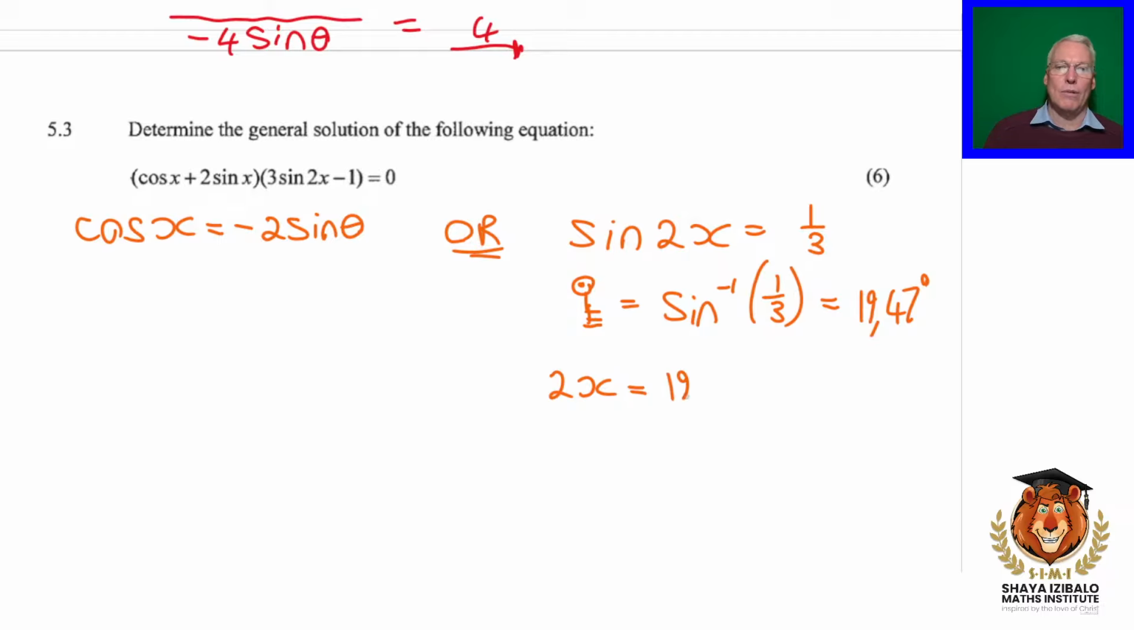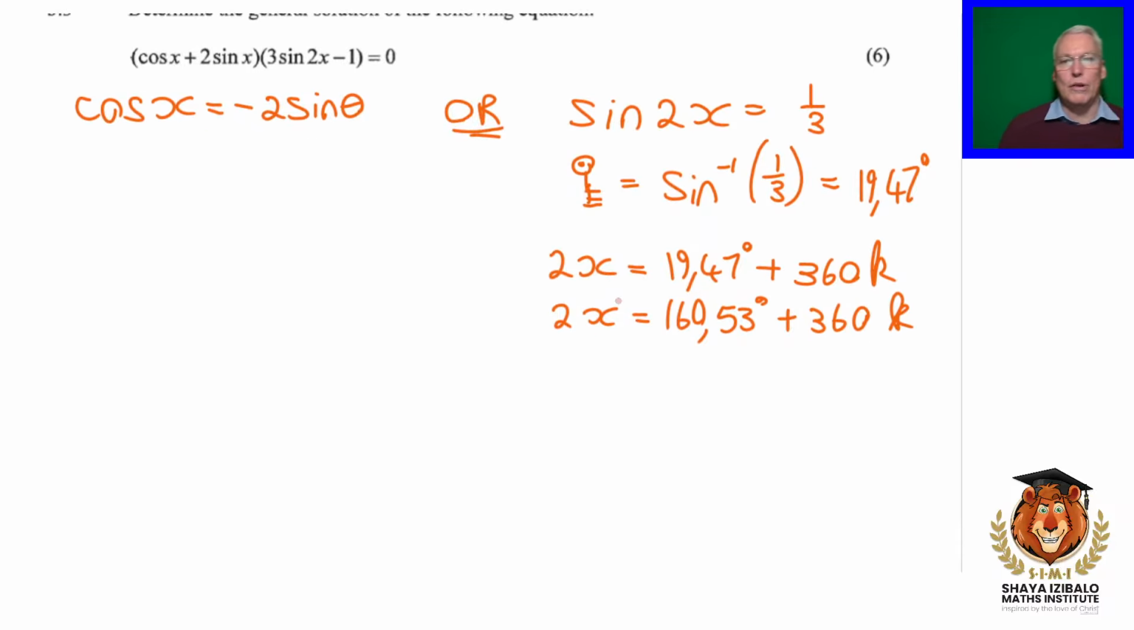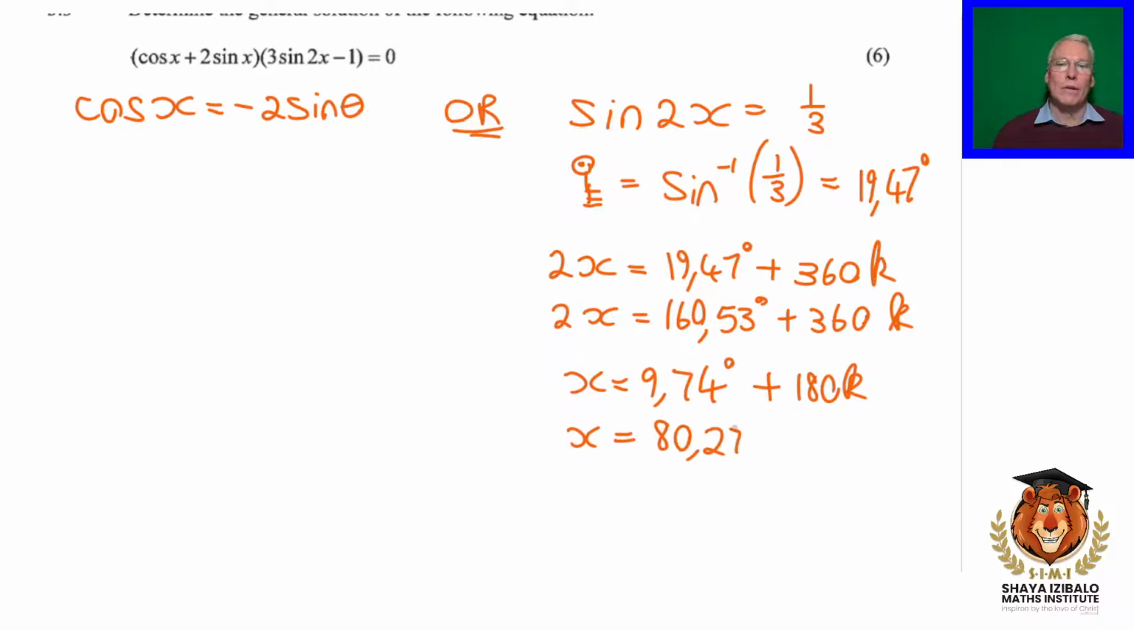So we're going to get 2x is 19,47 degrees plus 360k. All right, or 2x is 180 minus that, which is 160,53 plus 360k. Both of these can be divided through by 2 now to get x. So we get x is 9,74 plus 180k, or x is 80,27 plus 180k. All right, and somewhere on the page we must say k is an integer.